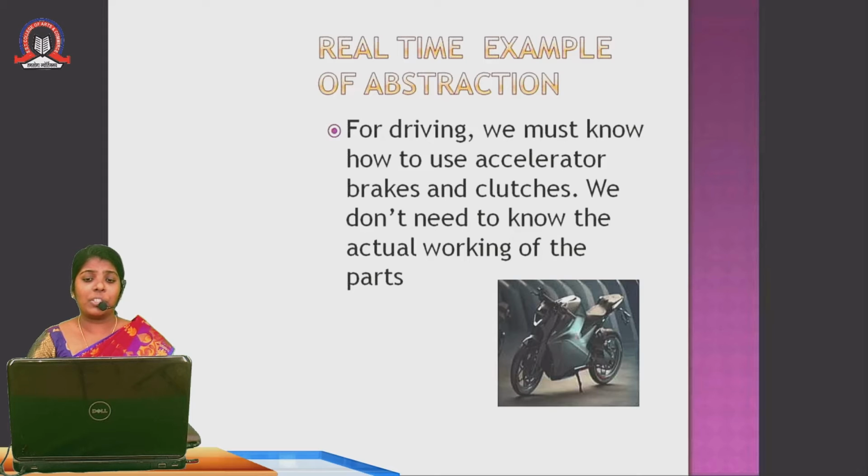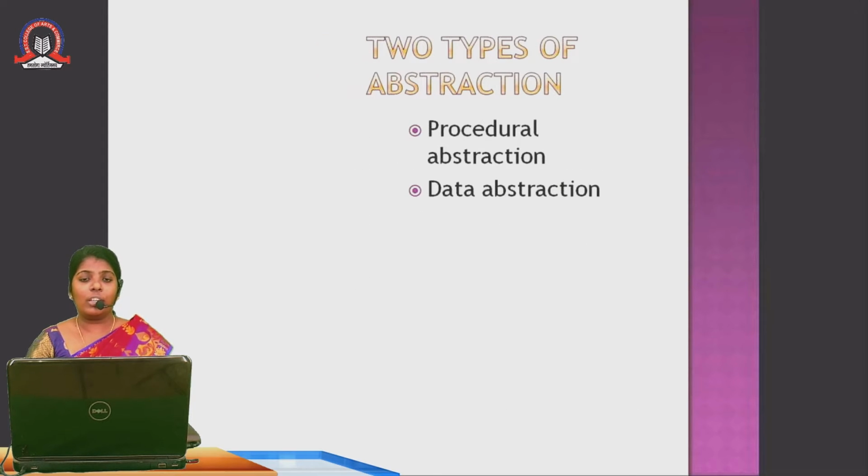See here in this picture, you know the bike. Okay, everyone knows to drive the bike, scooty, Activa, Hero Honda, but we don't know the actual working of the parts like brake, accelerator, clutches. So we know how to use, but we don't know the actual working part. That is the abstraction. We know to implement, we know to use, but we don't know the actual working of the brake, actual working of the clutch and other parts. That is called abstraction. So here two types of abstraction.